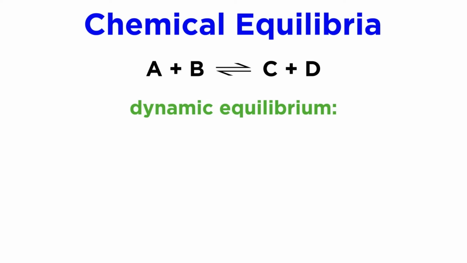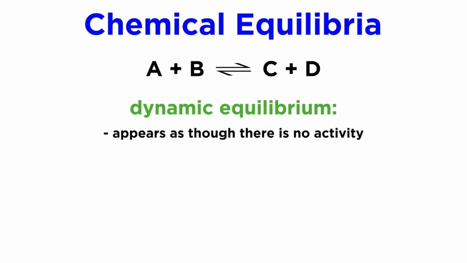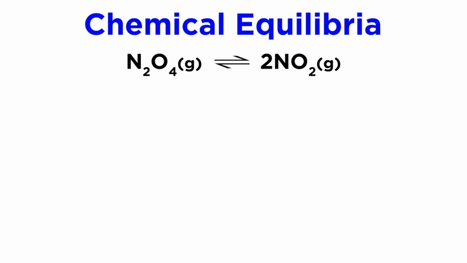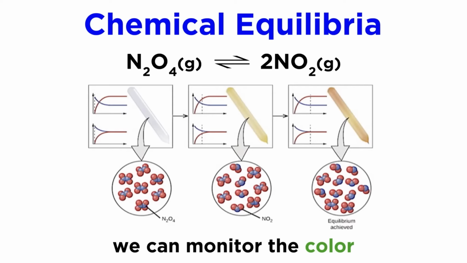In such a dynamic equilibrium, it appears that there is no activity, but it is only because the rates of the forward and reverse reaction are the same. So it's as though nothing is changing. This is the case with dinitrogen tetroxide, or N2O4, which will decompose to form nitrogen dioxide, NO2, which can then recombine to form the reactant again. We can monitor this reaction because the reactant is colorless while the product is brown. So as the reaction initially proceeds in the forward direction, it will become darker until it reaches equilibrium.